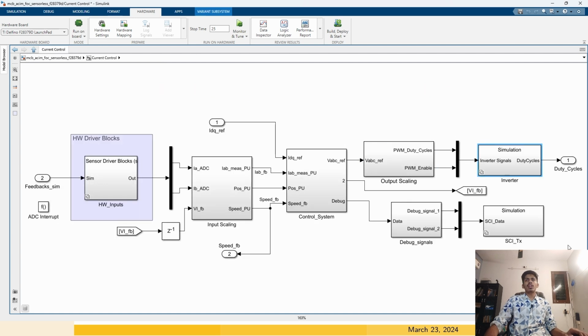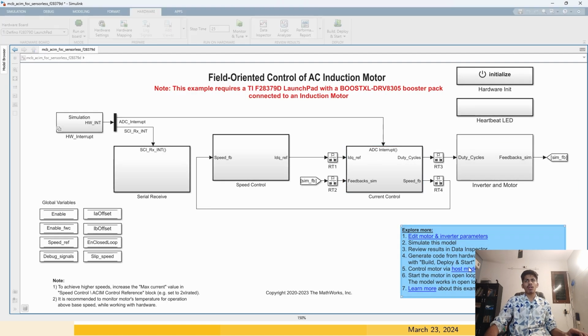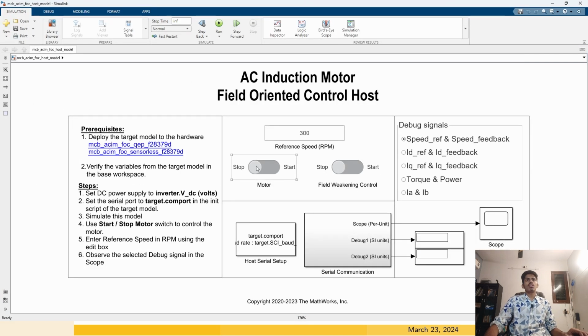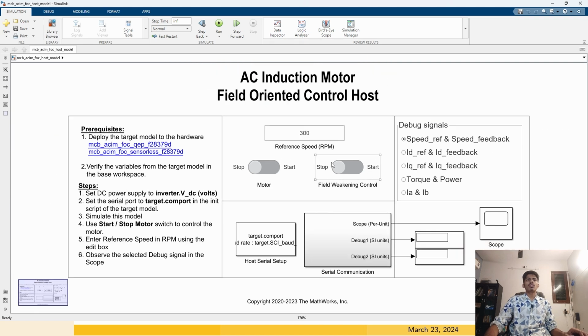In the next video, I think I will cover the serial communication with the host model. So you can click on this host model. It will open this. So you can start the motor. You can use the field weakening mode. You can set the reference speed. So to monitor and control the motor, we will use the host model.